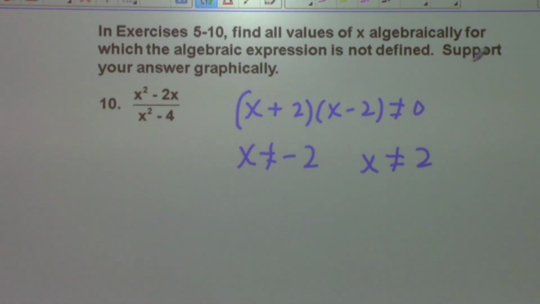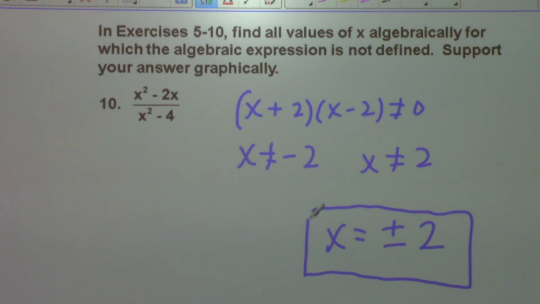So what is that going to be? What is our answer for this? X cannot be either positive or negative 2. So that, ladies and gentlemen of pre-calculus, that's that one. Any questions on that one? No, we got it. Okay, good.